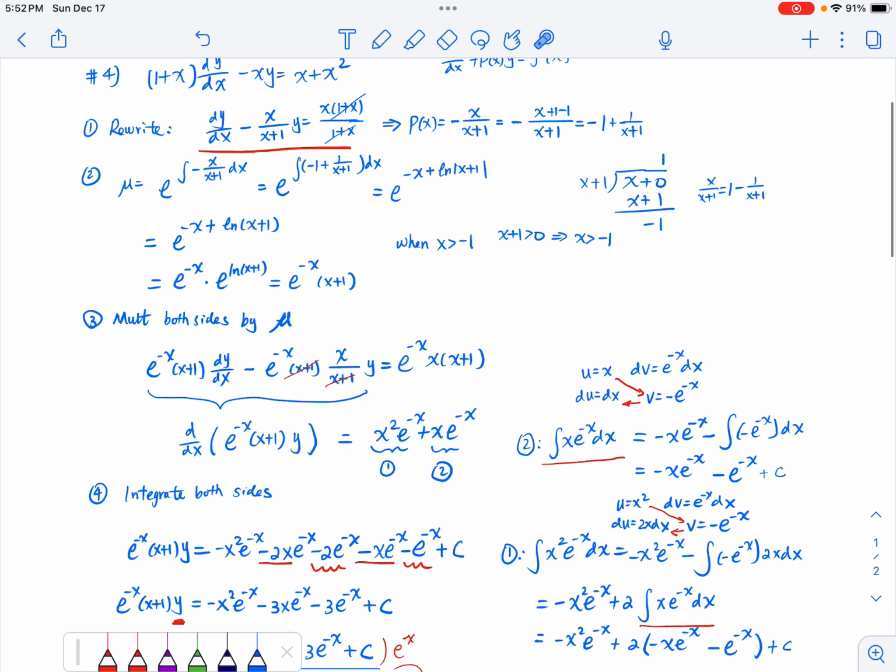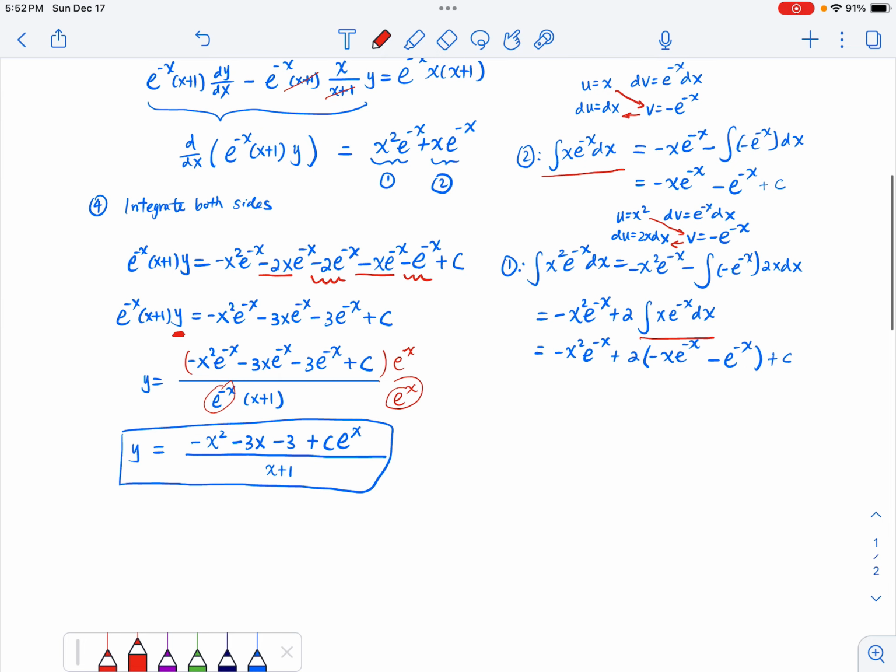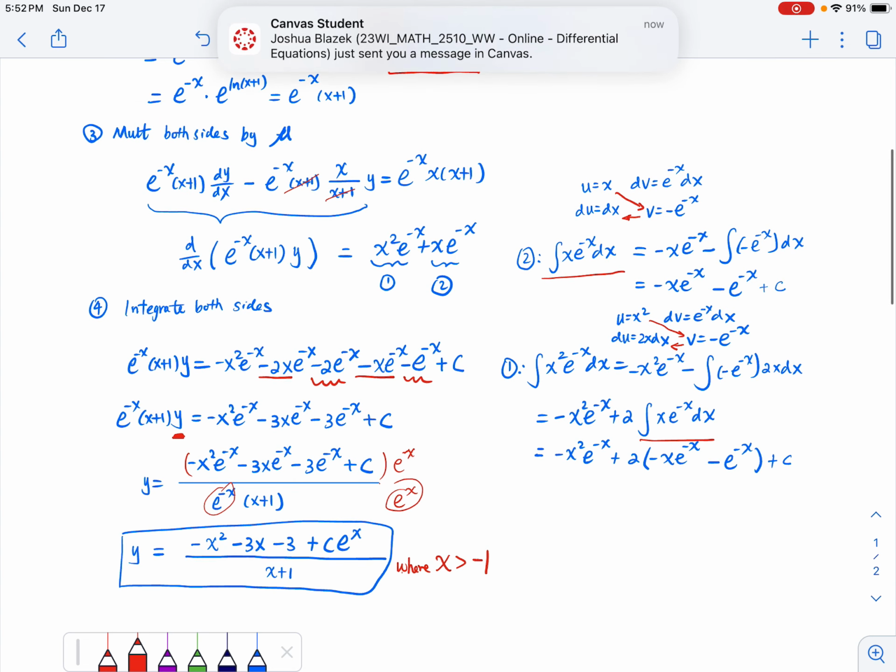And please note that here we do restrict the domain to be x greater than negative 1. So I have to attach that here, x greater than negative 1. So where x is greater than negative 1. All right, this is my hint.